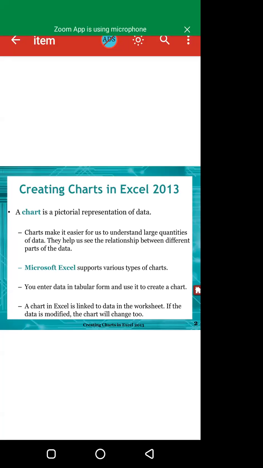Microsoft Excel supports various types of chart. Not virus, various types of chart. You enter data in tabular form and use it to create a chart. A chart in Excel is linked to data in the worksheet. If the data is modified, the chart will change too.